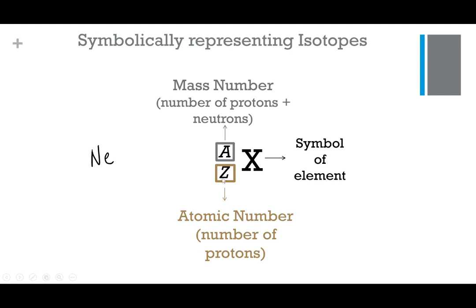The number here on the bottom is something we've seen before. The number on the bottom is the atomic number, or the number of protons. So if I'm talking about neon, the number that goes down here is the number 10. How do I know that? Look at your periodic table. You'll see that neon is the 10th element, or has an atomic number of 10. So that's how I know it has 10 protons.